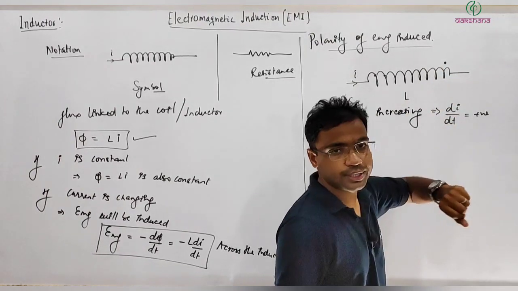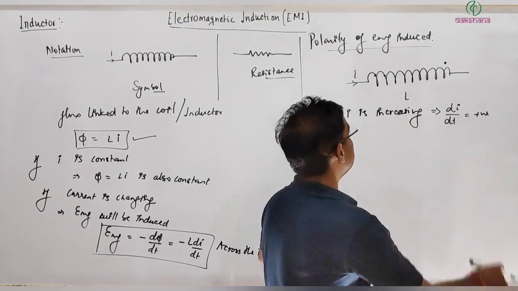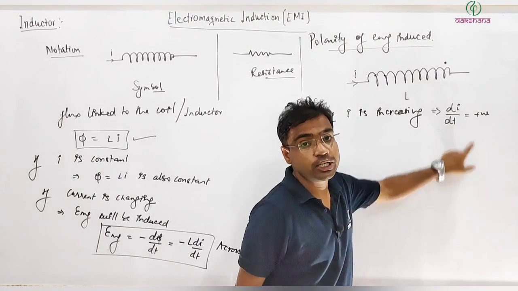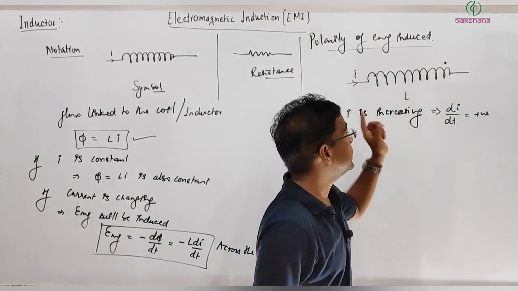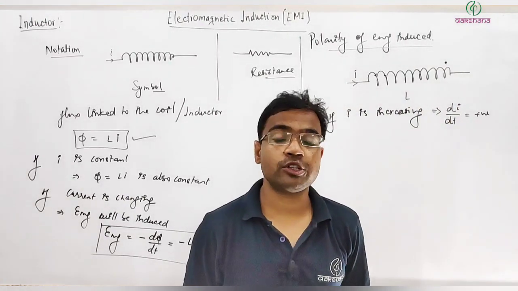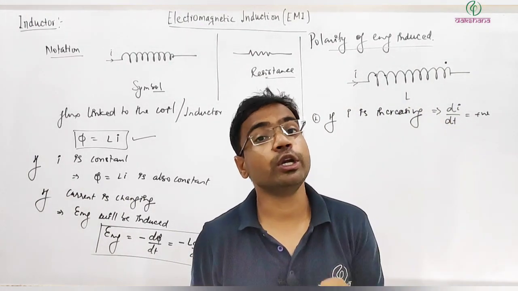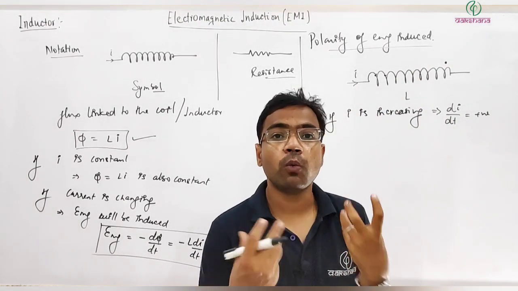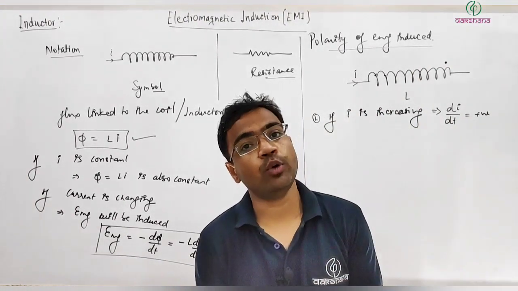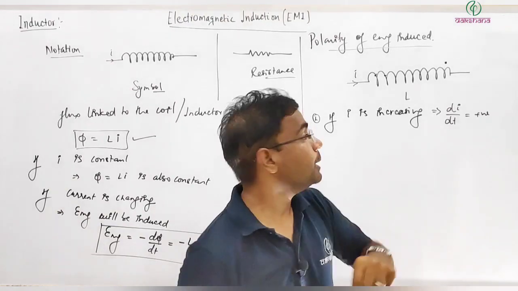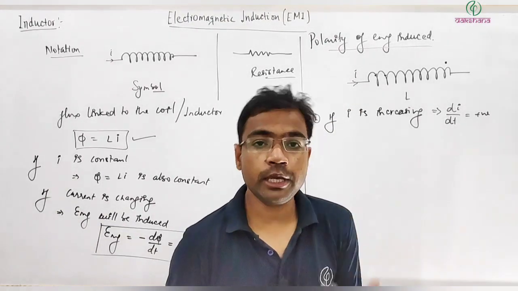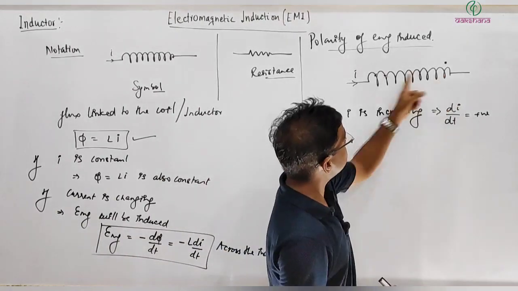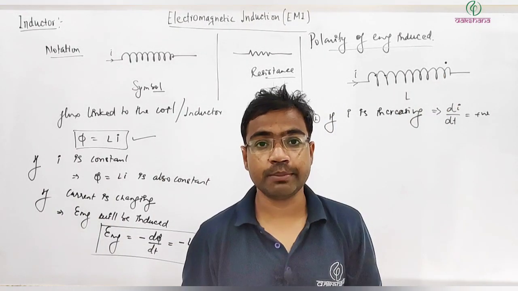I have taken it as the dot, right? So in this situation, north pole is this side and the current is increasing. If north pole is this side and current is increasing, then what will happen? The magnetic field, mu naught N i, will increase, and that will result in more magnetic flux. But what will the coil do? It will try to oppose that. How will it oppose? By inducing some EMF, which will create a flux in the opposite direction. I hope you are getting the point here.